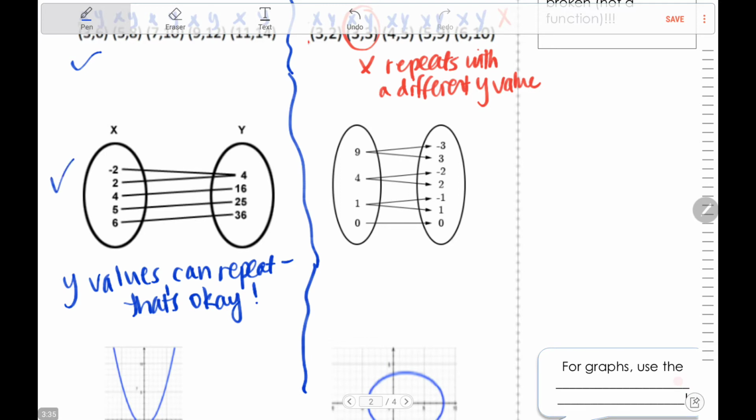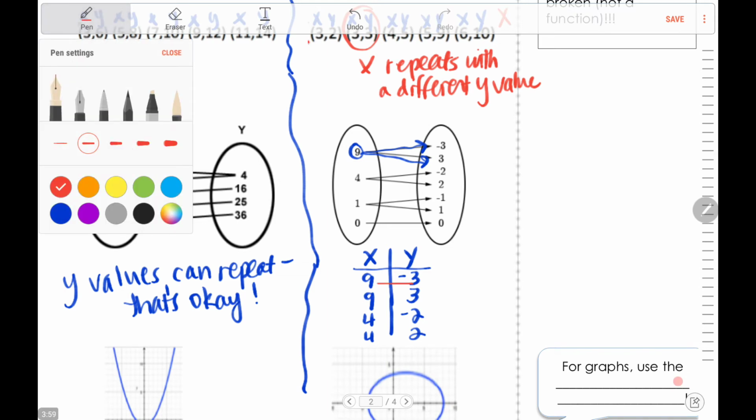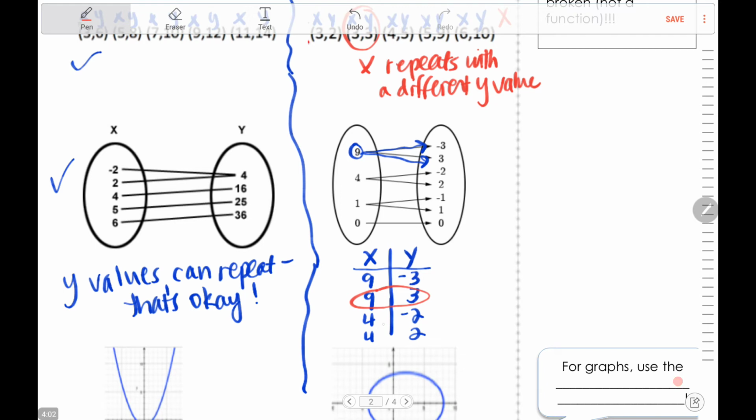Now let's look here. Already we see that 9 is being mapped to -3 and it's being mapped to 3. So if I were to make a table, x, y, I have 9 here, -3, and then it says 9 again, and it's at 3. It repeats. The next one, we have 4 maps to -2, 4 maps to 2. These are all causing this to not be a function. The 9 repeated with a different y value, the 4 repeated with a different y value. Again, x repeats with a different y. Okay, that's why it is not a function.